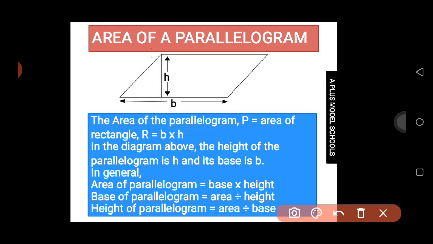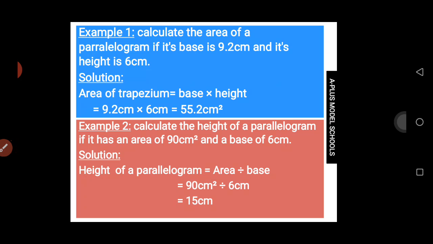If you want to look for the base of a parallelogram, the formula is the area divided by the height. Same thing happens to the height of a parallelogram. The formula will be area divided by the base. So let's look at two examples under this as well.